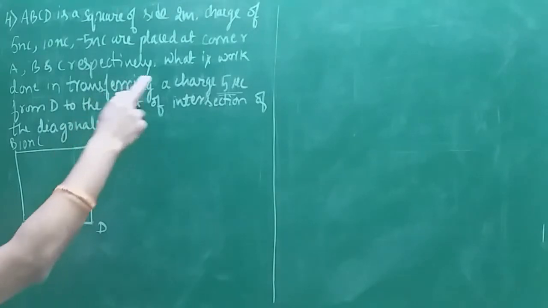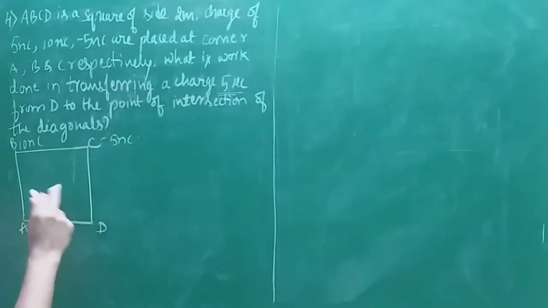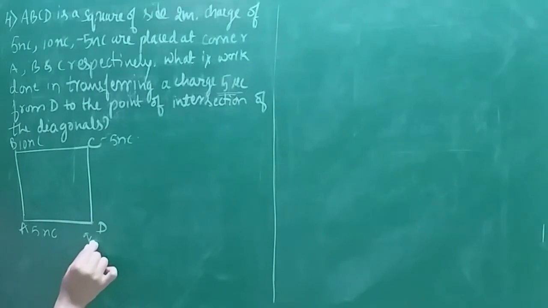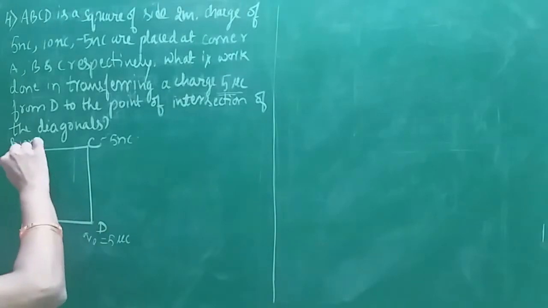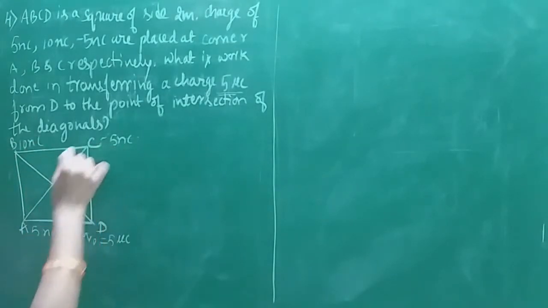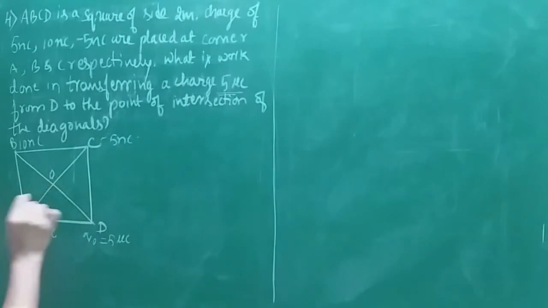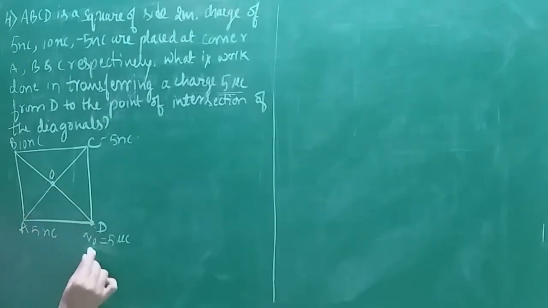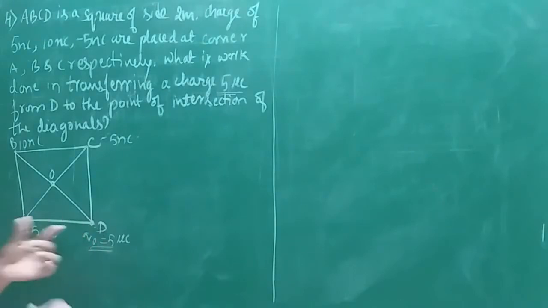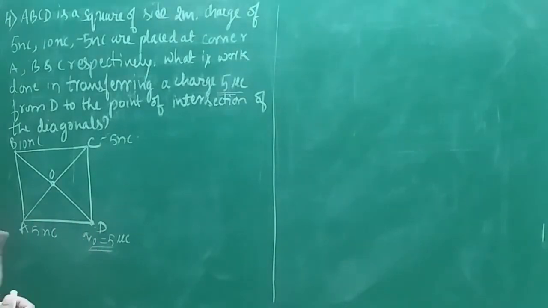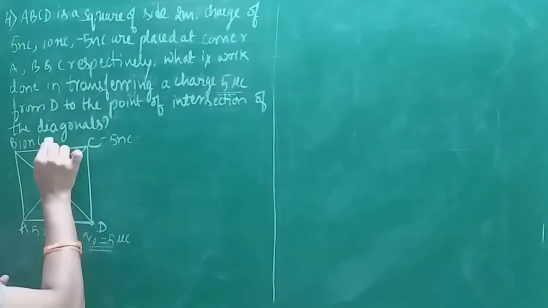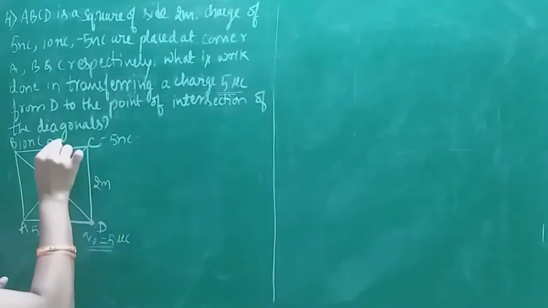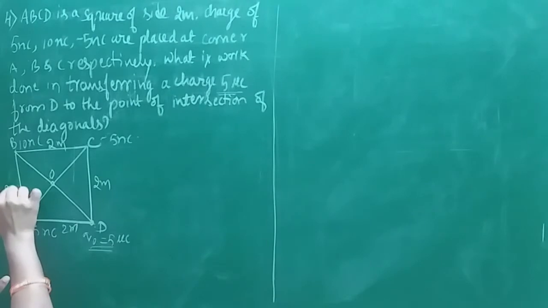Okay. So, what is the work done in transferring a charge of 5 microcoulomb? Here, we have to transfer Q0, that is 5 microcoulomb, from D to the point of intersection of the diagonals. Let us take this point of intersection as O. So from D to point O, we have to move the charge Q0. In order to move this, what is the amount of work that we have to do? That we need to calculate. This square is of side 2 meter.